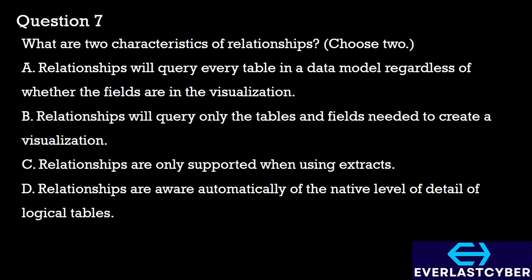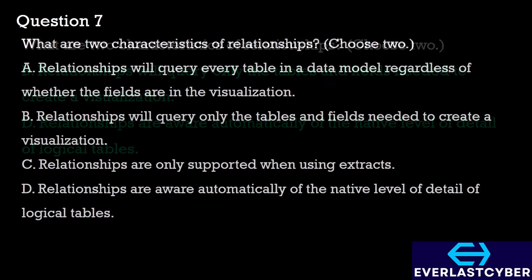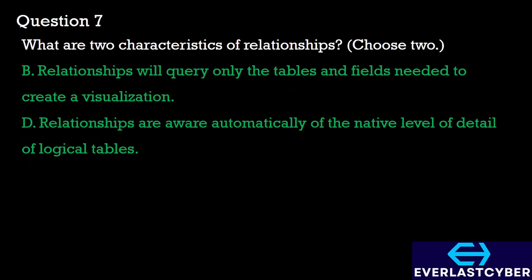And in option D, relationships maintain the granularity of the data by respecting the native level of detail of logical tables. This helps to prevent issues like incorrect aggregation or duplicate data. So out of the options we've been presented with, the two characteristics of relationships are options B and D.